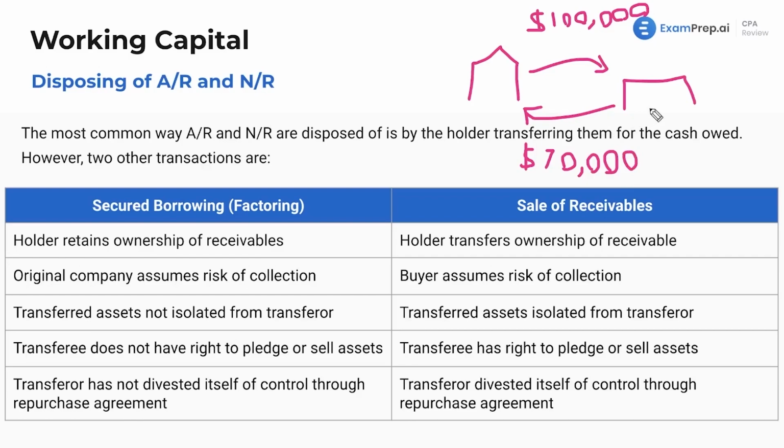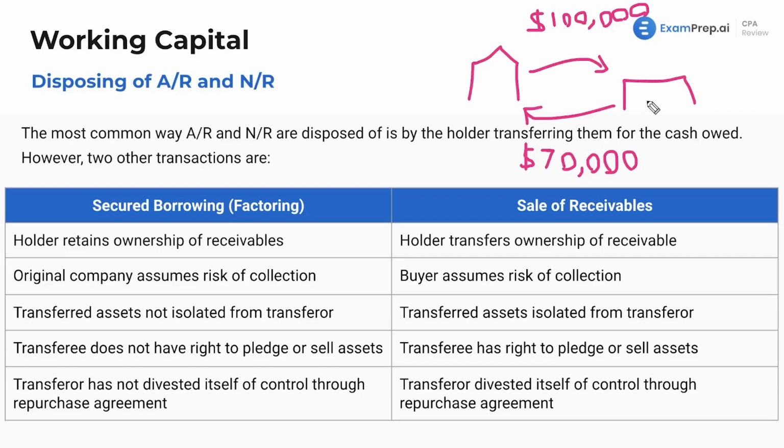These third party companies, these factors, are generally super efficient. They're like collection agencies. They're great at collecting receivables from those it is owed to, so they're much better at it. Let's say you're just a simple manufacturer. You're not good at going door to door, making phone calls, and collecting receivables.